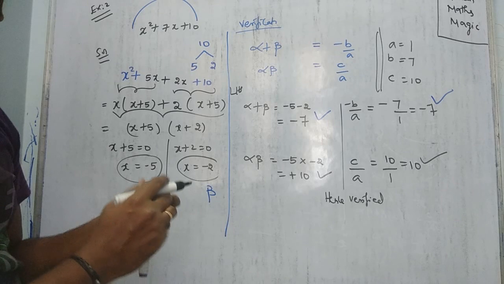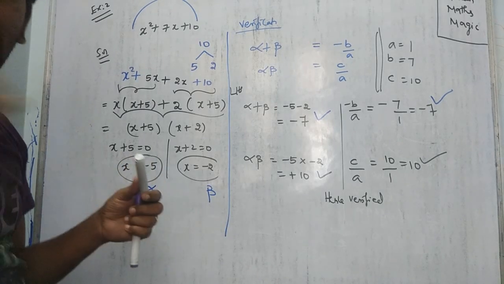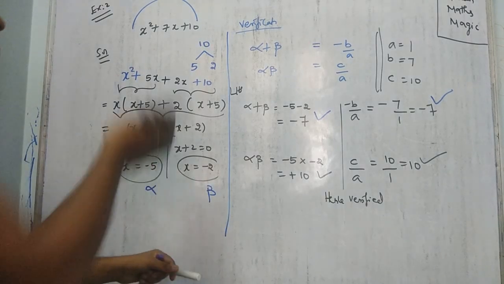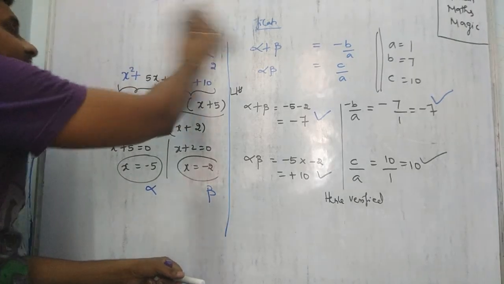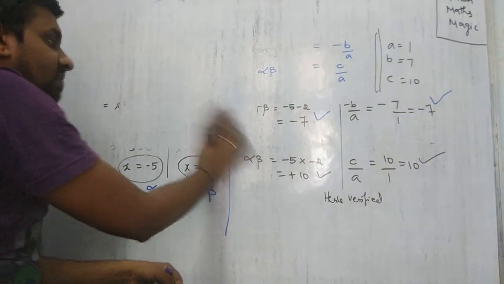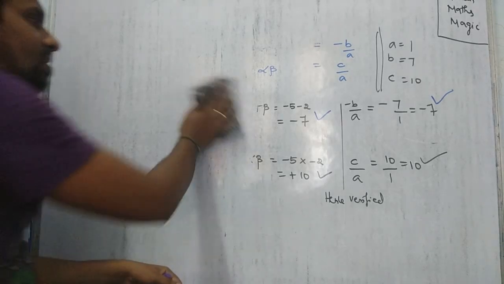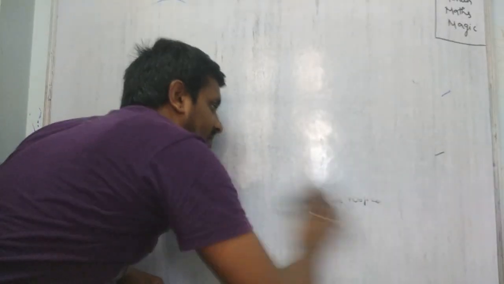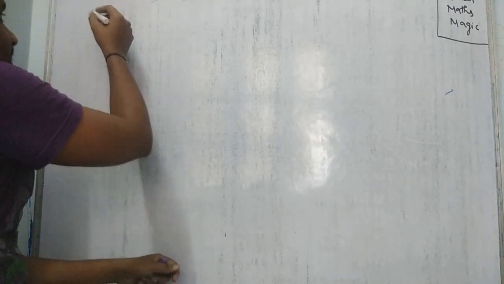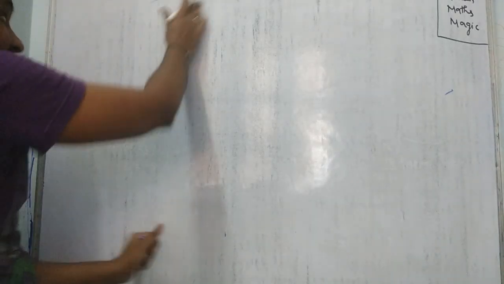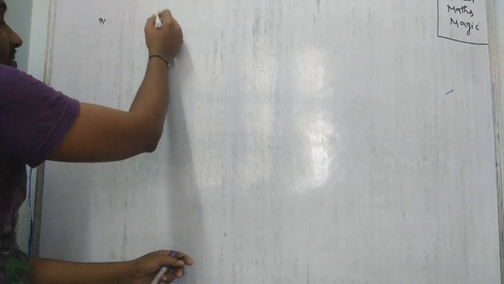Next, example number 3. Find the zeros of the polynomial and also verify the relationship. Same concept. You have to find the zeros and you have to do the verification. So I am not erasing. Okay, anyway, I will write this one more time. So example number 3, x square minus 3.